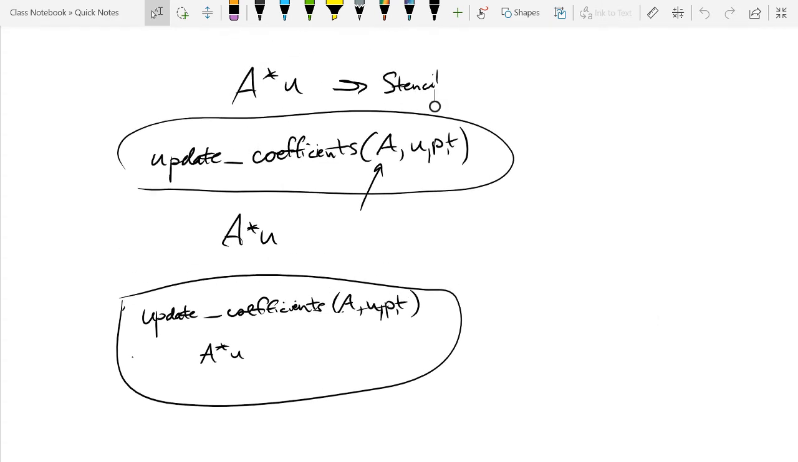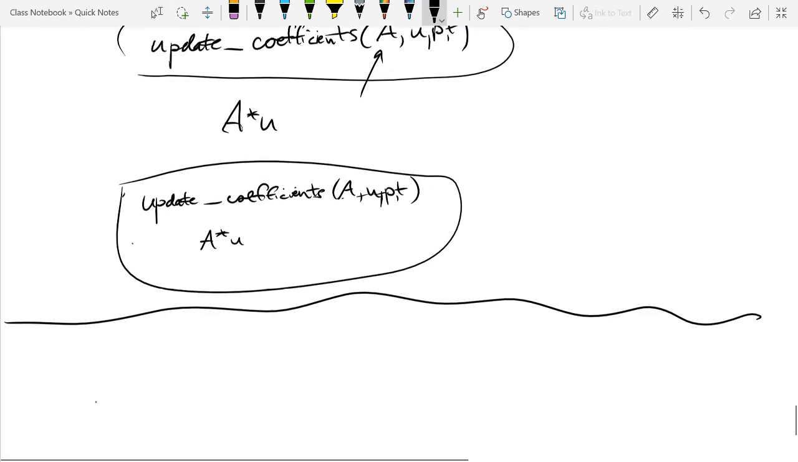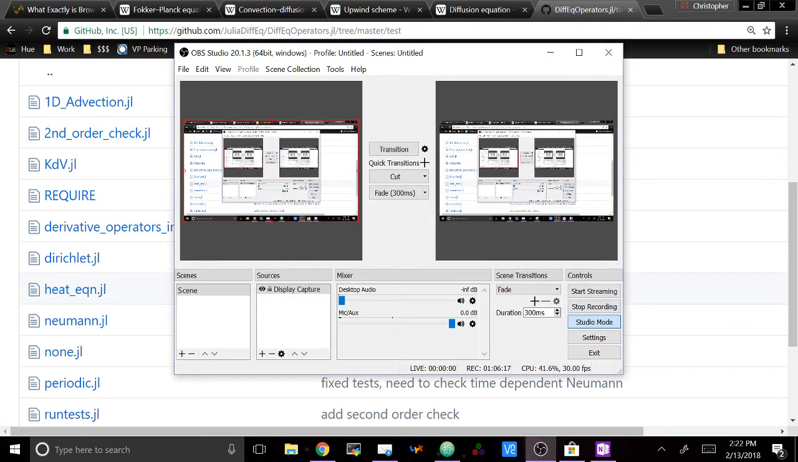So that's for the centered discretization. But the next thing, let me make sure this is still running. Okay, cool.